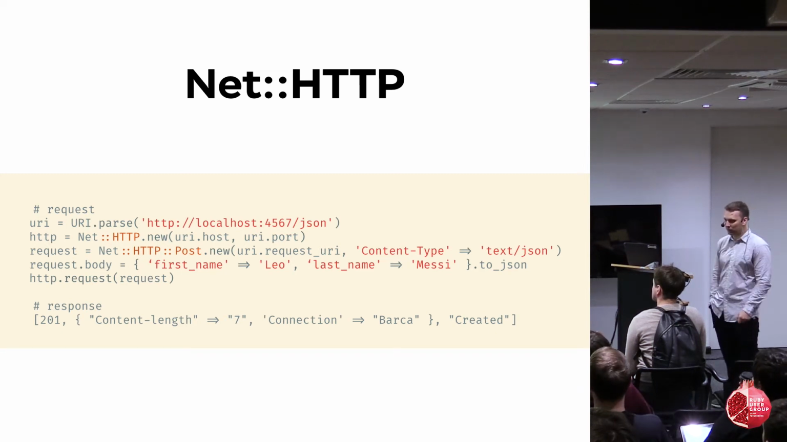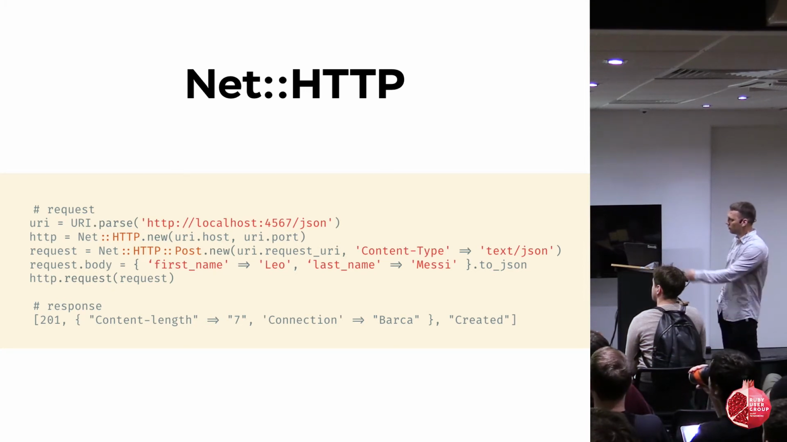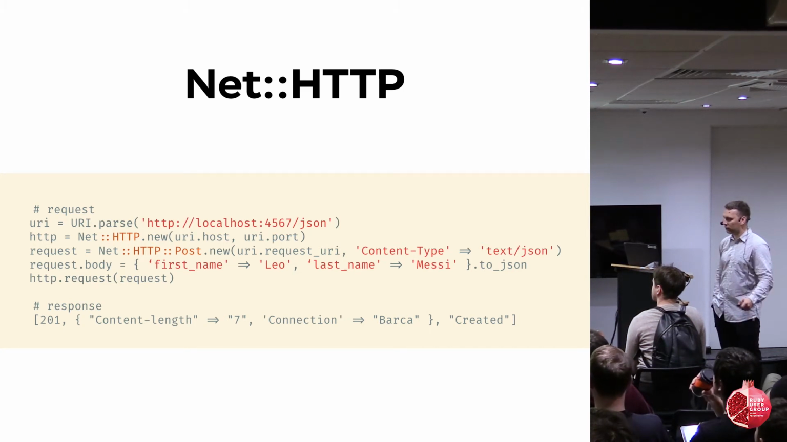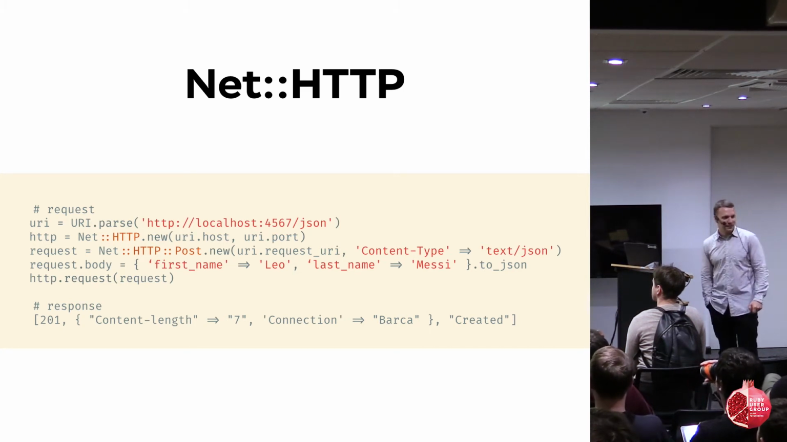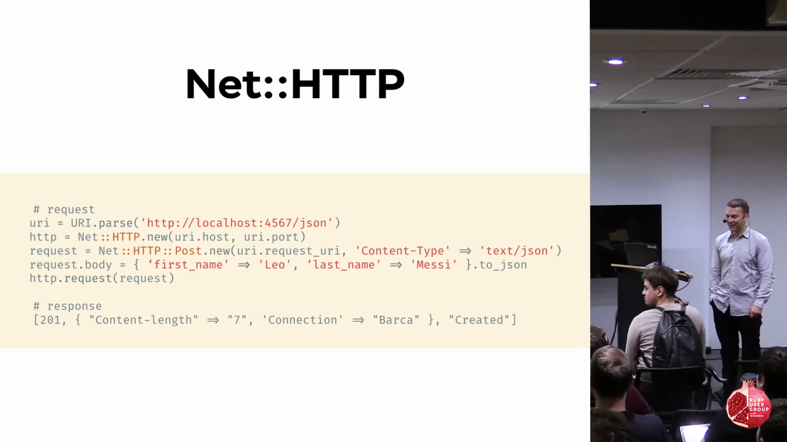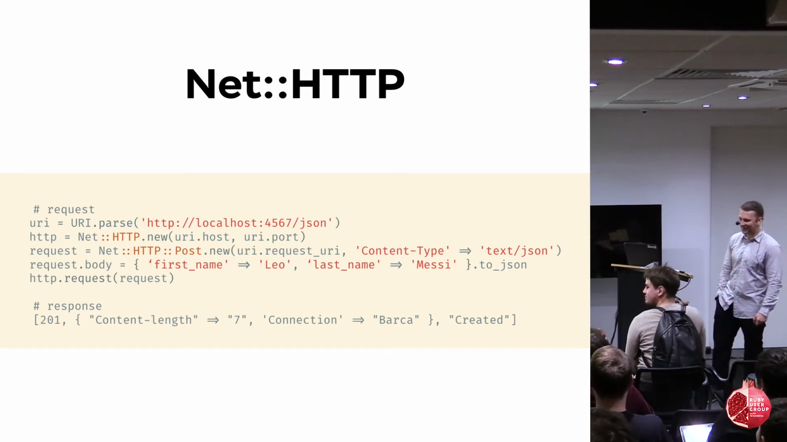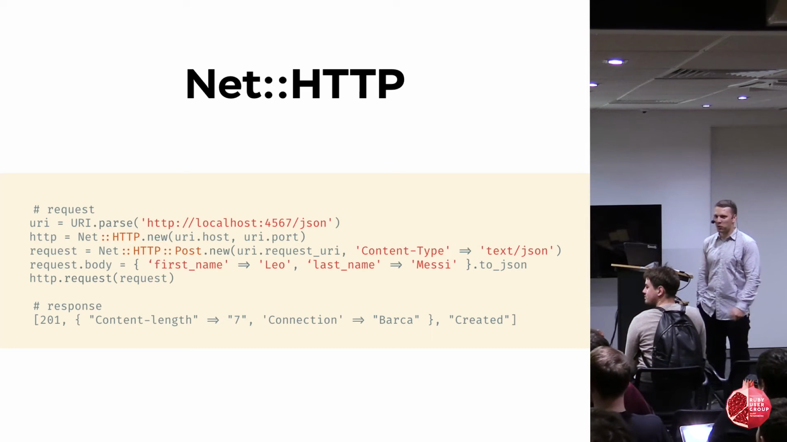I pass Barca connection. What am I going to get using the standard Net::HTTP? Any options? Come on. That's a tricky one, naturally. Don't try to run it and check. That would be cheating. Anyone? The response will be Barca, won't it? And that's it.